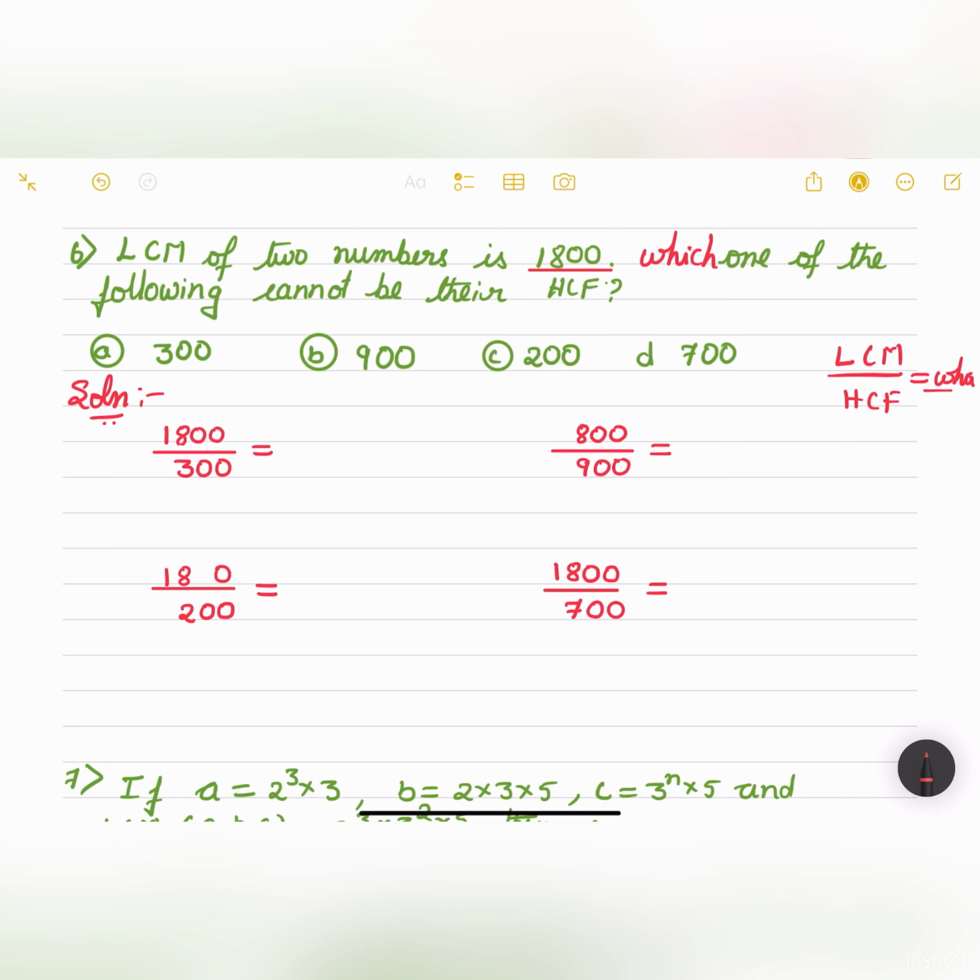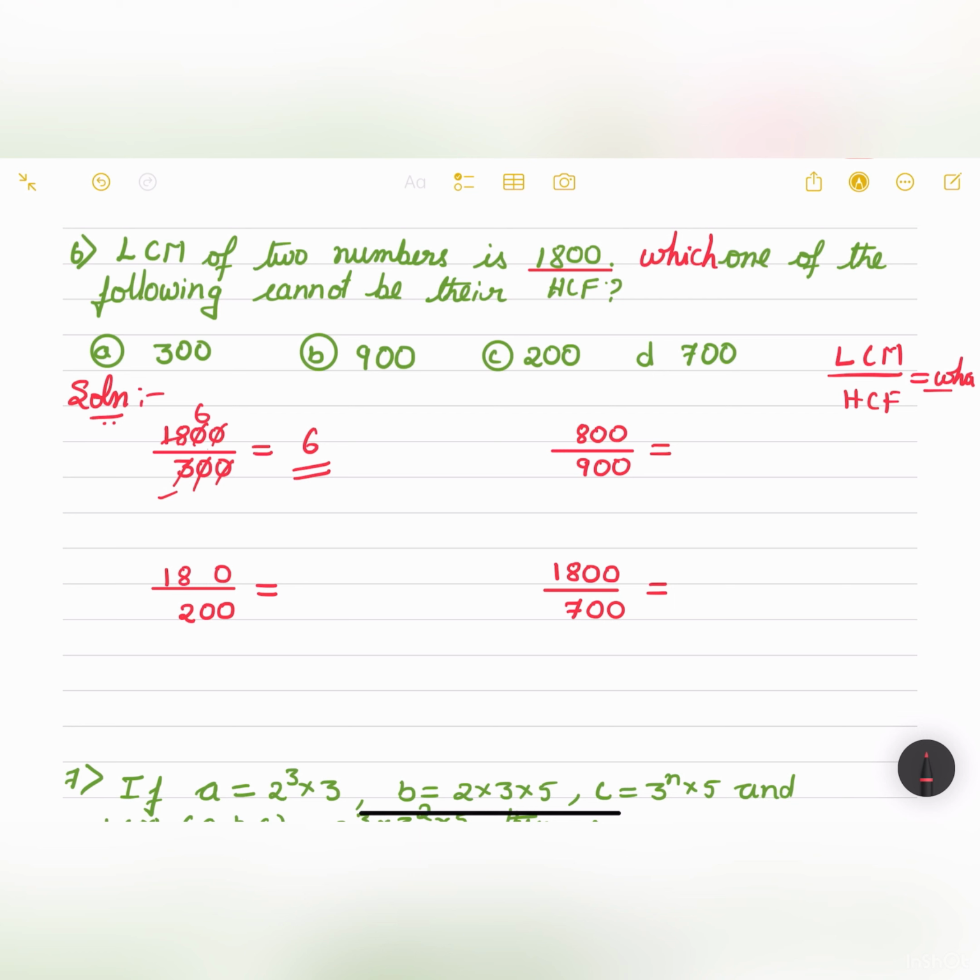So that number will be the HCF of the given two numbers. Let us start with dividing every number, the options here, dividing LCM by every option. Now, if we divide this, we are going to get 3 ones are 3, 6 are. So we get, it is divisible.